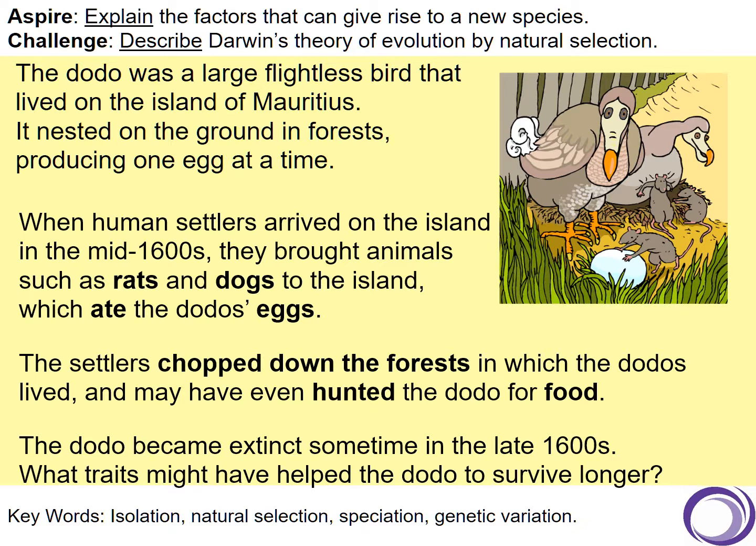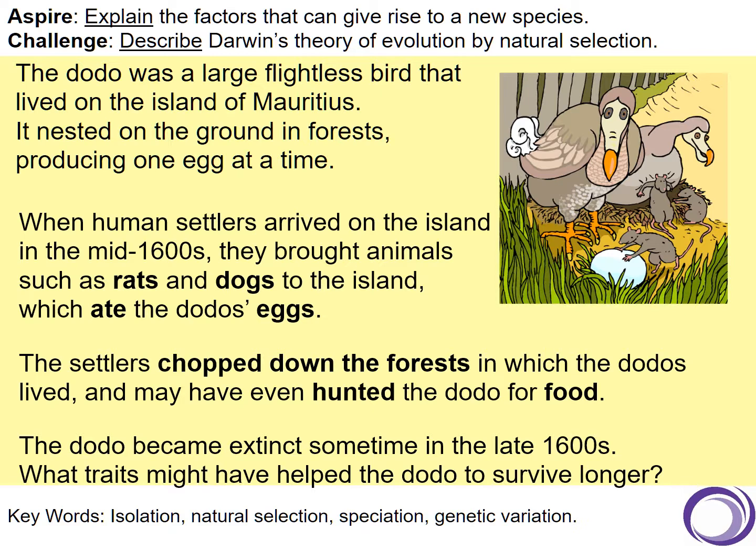Okay, so if the dodo was able to fly, it may have been able to get away from the humans that were trying to hunt it, so that would have been an advantage. If a dodo laid more than one egg, then some of the eggs may have survived and not been stolen by the rats, so then it might have gone on to reproduce.